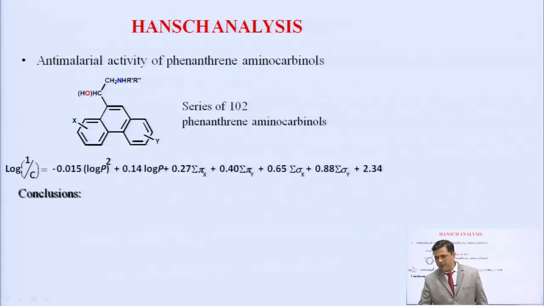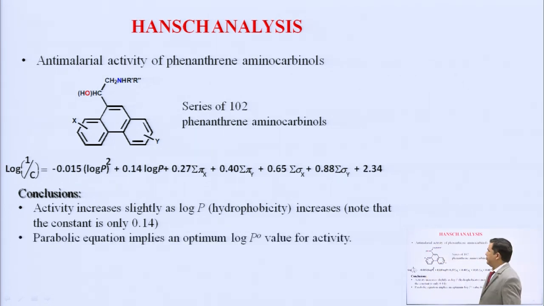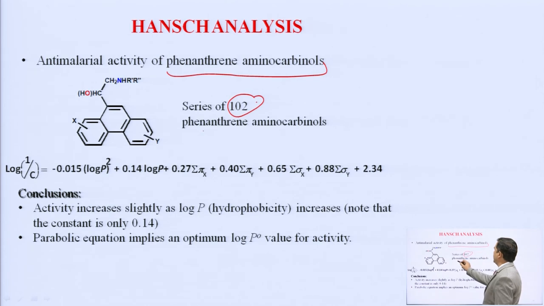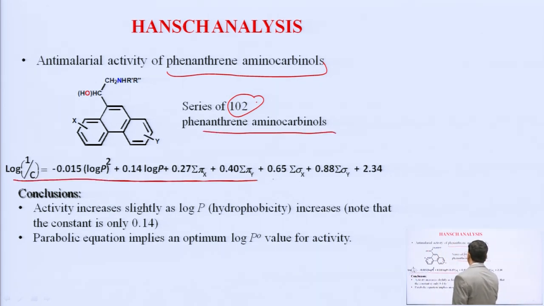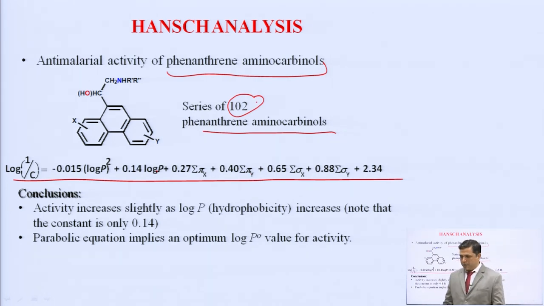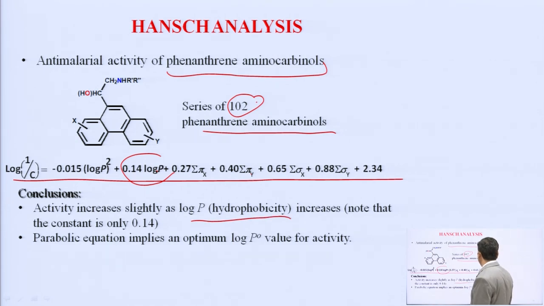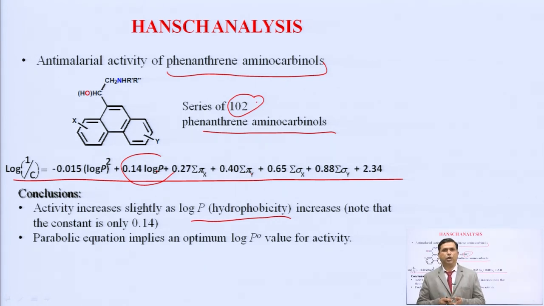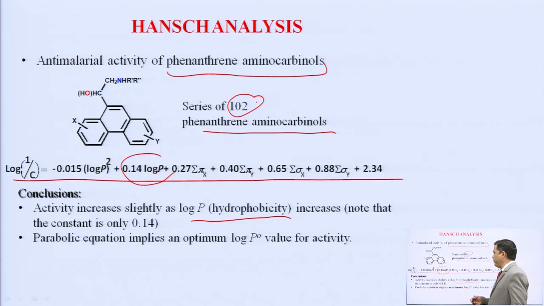Now, in the Hansch analysis, the next example is the antimalarial activity of the phenanthrene aminocarbinols. Here there is a series of 102 phenanthrene aminocarbinols, and the equation comes in this manner: -0.015, log P positive, log P square negative, sigma positive, sigma y negative. So, activity increases as the log P value increases, as log P is positive. Hydrophobicity increases, and note that the constant is only 0.14. Accordingly, we can choose the log P value of the substituent.